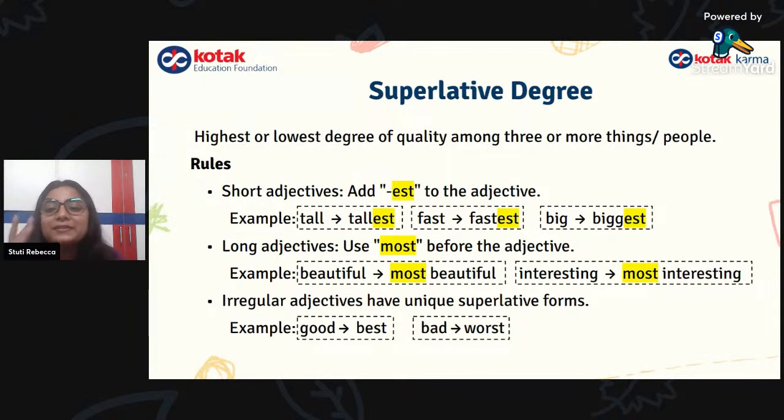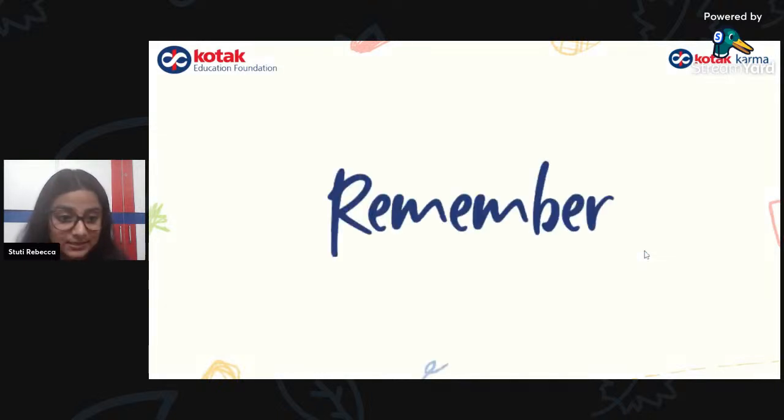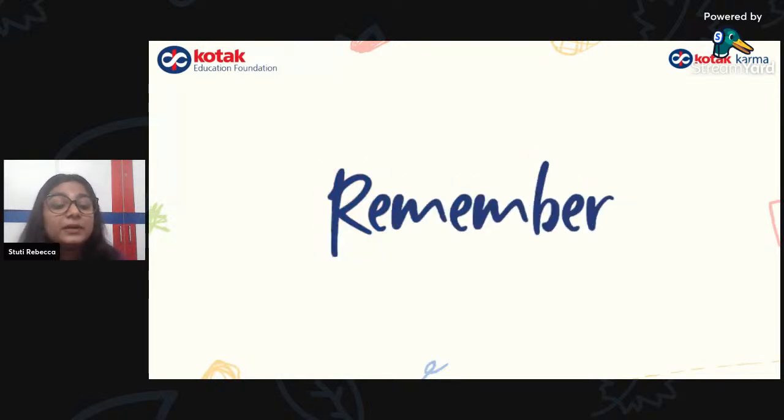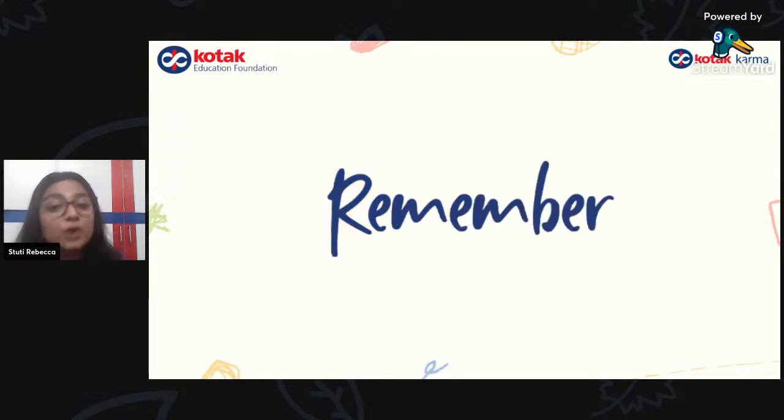Now, students, now that we have a basic understanding that there are some rules you need to follow while using all these degrees, I want everyone to look at your screen and read out all the examples that you see. Okay. So, superlative adjectives are big, bigger, and biggest. Then again, fast, faster, and fastest. Okay. Now, there are certain things that you need to remember. I want everybody to listen to me carefully and type in whatever you understand in the chat box right away.